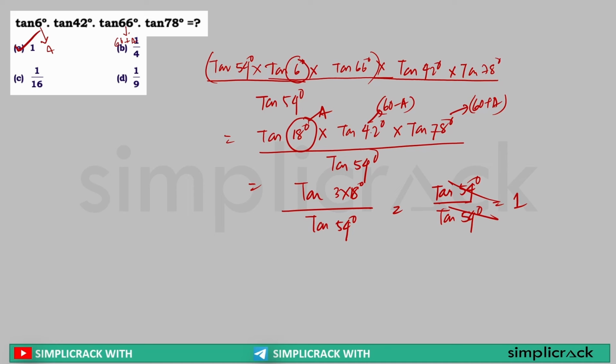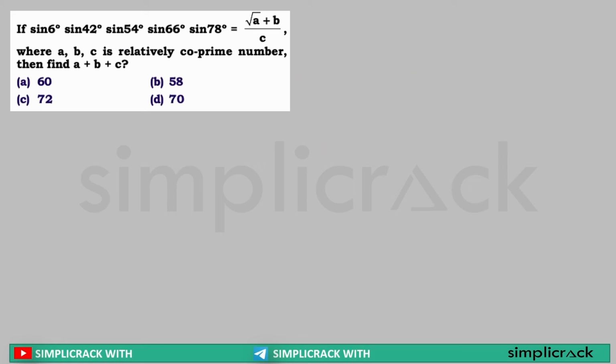Yes. Next and last question. Sir, sine 6 degree into sine 42 degree into sine 54 degree into sine 78 degree. Now understand this. Sir, if this is my A, this is already my 60 minus A, and this is already my 60 plus A. So for these 3, the answer will be 1 by 4 sine 3A, that is 3 into 6, 18 degree. Multiply by what is remaining? Sine 42 degree into sine 78 degree.